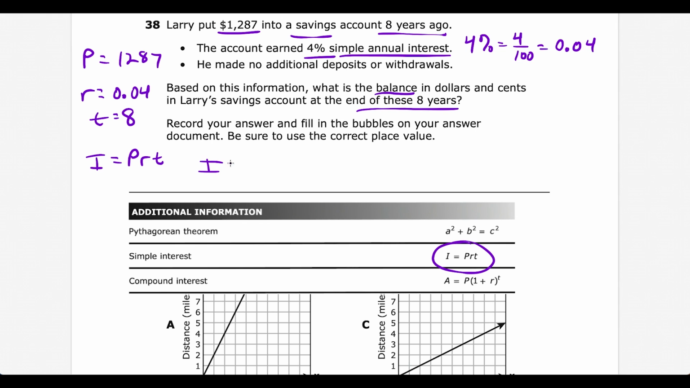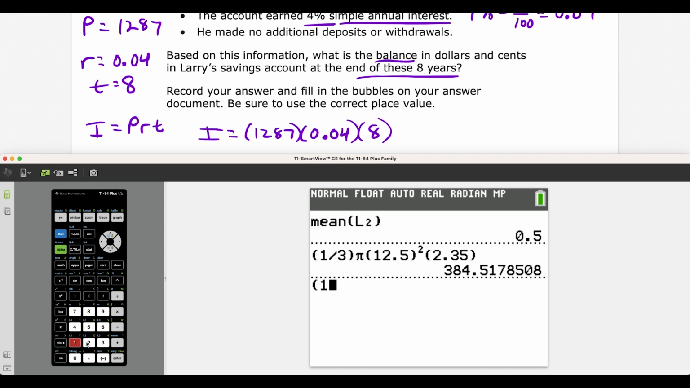So now just plug in capital I equals, we have 1287, and then we're multiplying by 0.04 and then multiplying by 8. So we work this out here. We have 1287 and we're going to multiply by 0.04 and then multiply that by 8. And what we have here is 411.84.